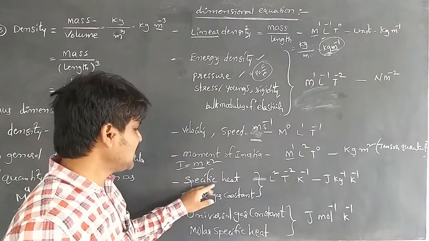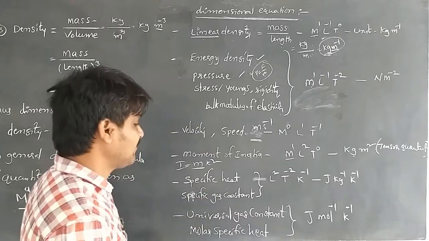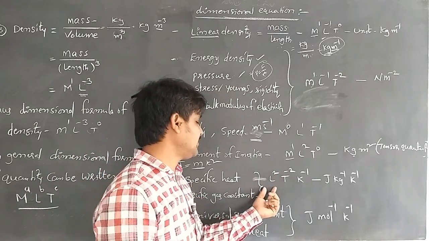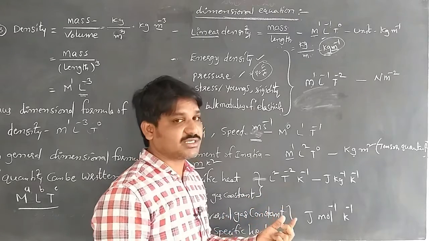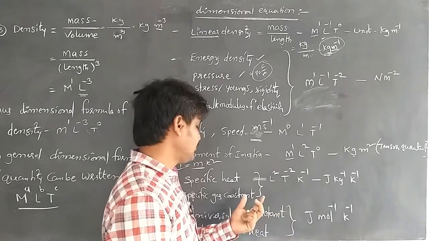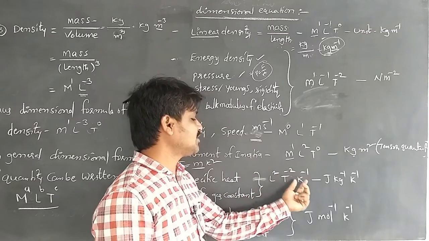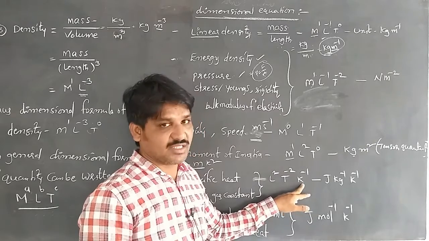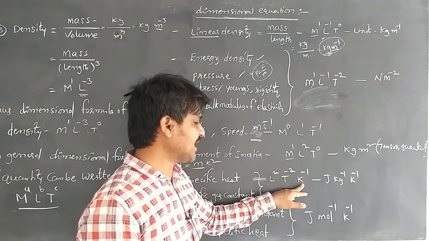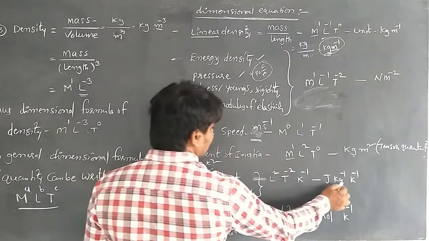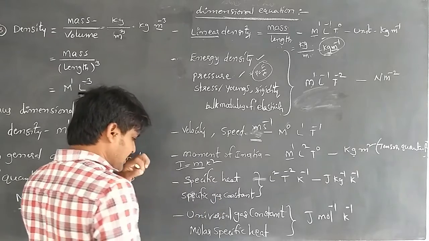The next one is specific heat and specific gas constant, both having the same dimensional formula, L power 2. There is no mass for this one, because specific heat and specific gas constant depend on the vapor state, also in moles. So we get L square T power minus 2 into Kelvin power minus 1. Kelvin is also one of the fundamental units for heat. So the unit is joule per kilogram Kelvin, the formula of specific heat and specific gas constant.